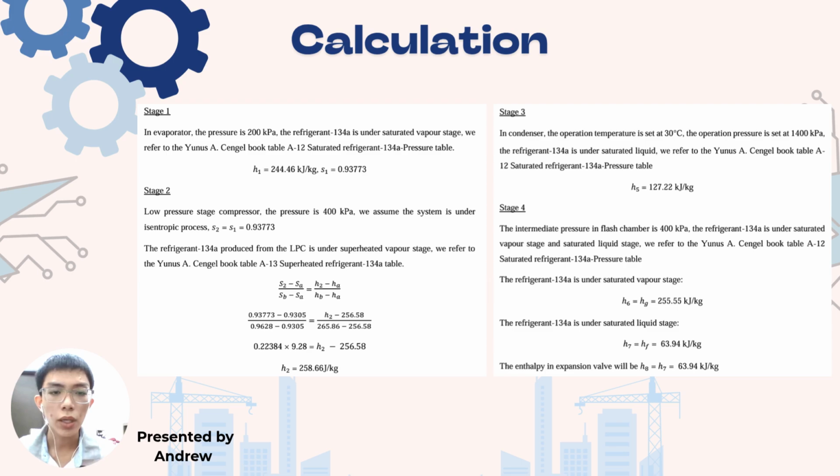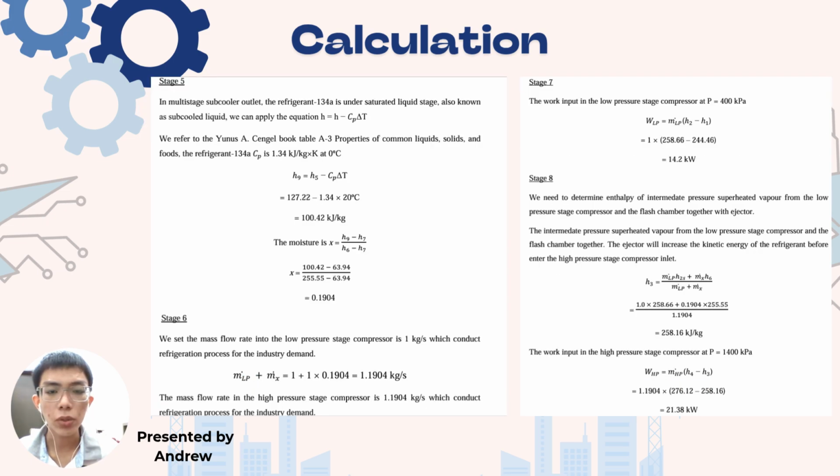Thank you. In our design and performance evaluation of the refrigeration system, we first consider the ideal system operating under the isentropic assumption. We then determine the enthalpy of the refrigerant in the evaporator, low pressure stage compressor, condenser, flash chamber, and the expansion valve. The subcooled liquid at the multi-stage flash chamber is analyzed using a constant specific heat approximation, resulting in a reduced enthalpy and a calculated vapor quality after throttling.